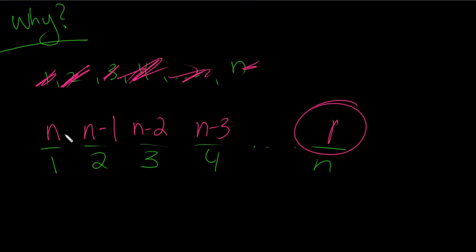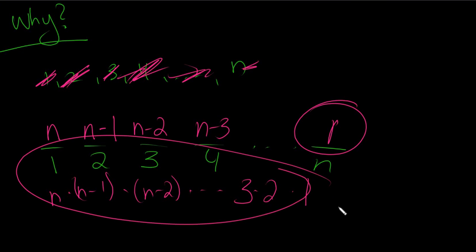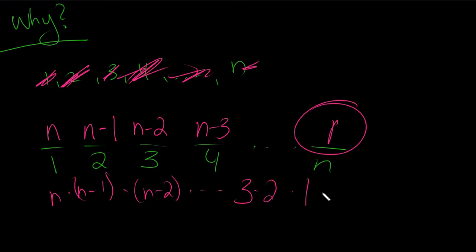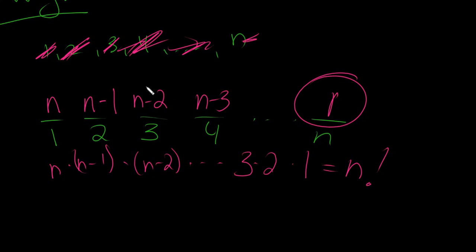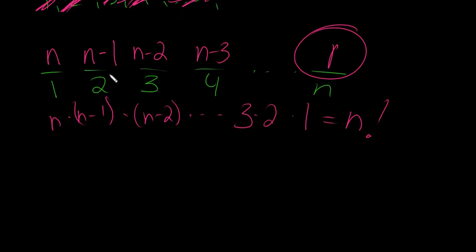And clearly, when you want to figure out how many possible ways you could do this, it's n times n minus 1 times n minus 2, all the way down to 3, 2, 1. And that is n factorial. Let me stop circling stuff. As n factorial. So that's why n factorial behaves this way.